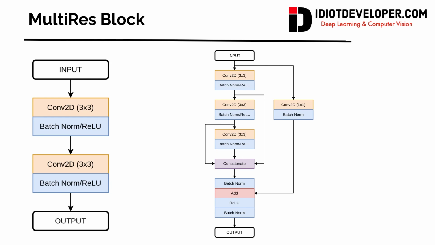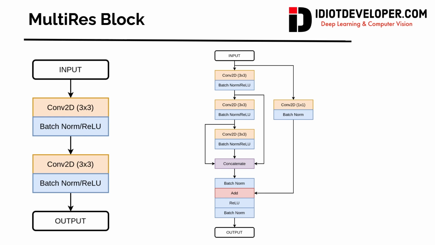So here are the two diagrams. On the left we can see the normal convolution block which is used by the UNET, and on the right side we have the multi-res block which is used by the MultiResUNET. The convolution block is really simple, and the multi-res block is really layer heavy. It contains more parameters than, I believe, the convolution block.